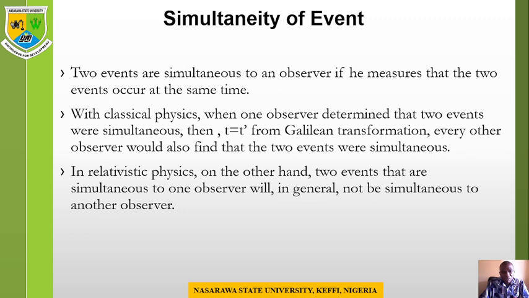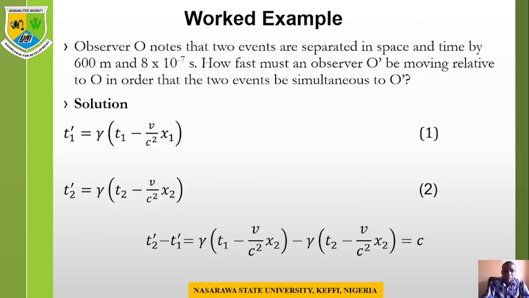There is one universal clock in the whole universe, but Einstein is coming to say no, time is relative. And so in relativistic physics, on the other hand, two events that are simultaneous to one observer will in general not be simultaneous to another observer. Because time is relative, it depends on the motion of the observer. If the observer is stationary, he will measure time differently from another observer who is in motion. And that is what the relativistic perspective tries to explain.